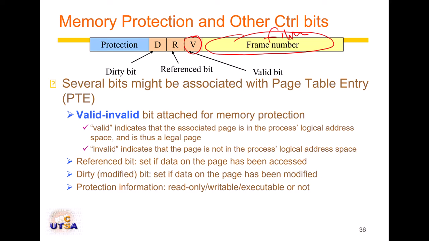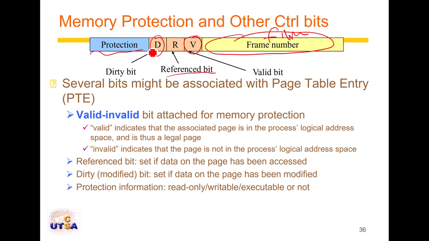We can also have other controls like the reference bit, which will tell us whether this page is being used or not, or whether that data has been accessed or not. So this way we can know what to do with that page. The dirty bit simply says whether anything has changed after reading the page from the disk, because if we are going to throw this frame out later and the dirty bit is set, we need to write it back to the disk. Otherwise, we can just throw it away because the disk copy and the main memory copy are the same.